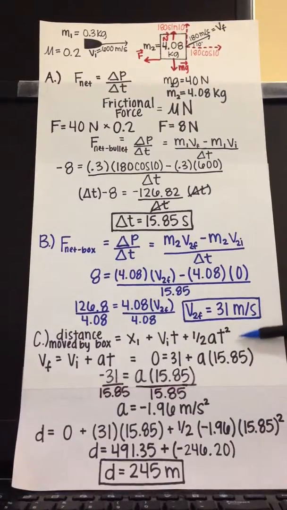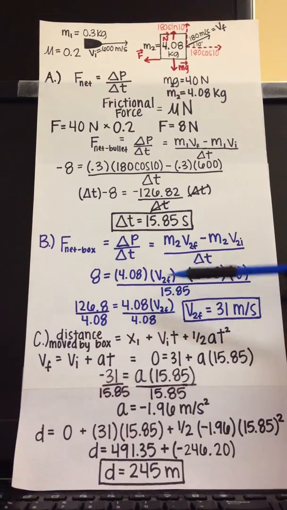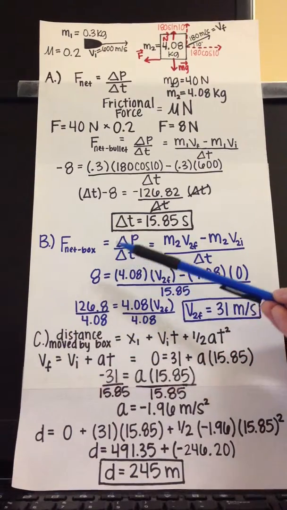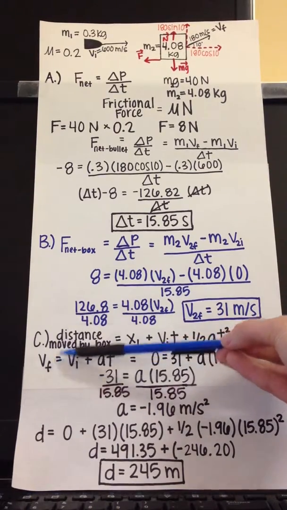And then part C, they ask you to find the distance moved by the box, and you use this equation, d equals x1 plus vi times t plus 1/2 times acceleration times t squared. And we know everything for this equation except for the acceleration. So then I have to find the acceleration in order to find the distance. To find acceleration, I use this formula: velocity final equals initial velocity plus acceleration times time. I use this because I have initial velocity, I have time, and I have final velocity, because we know that the body comes to rest, so it's 0 for the final velocity.